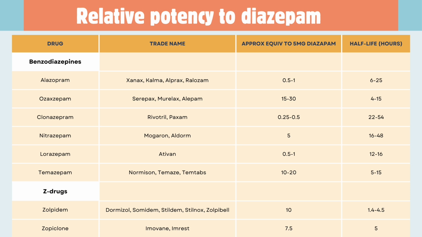If we move on to Oxazepam, 15 to 30 milligrams of Oxazepam is equivalent to 5 milligrams of diazepam, so it's potentially 6 times less potent than diazepam. It's got a half-life of 4 to 15 hours. So again, very short half-life. It's used for insomnia, and it's also used, as we'll find out, for the management of withdrawal syndromes in situations where people are at risk of benzodiazepine accumulation, either due to age or liver failure.